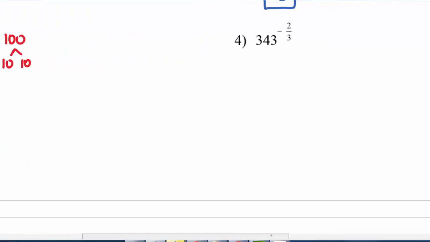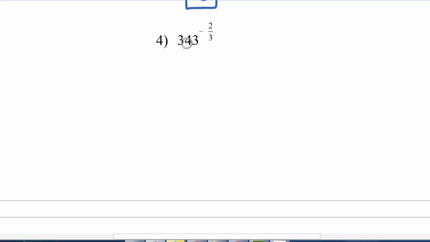Okay, so let's move on to number 4. First we're going to look at 343. 343 is 7 times 49, and 49 is 7 times 7. So I can rewrite that as 7 to the third. That's just the 343 I'm talking about. I still have to raise it to the negative 2/3 power.